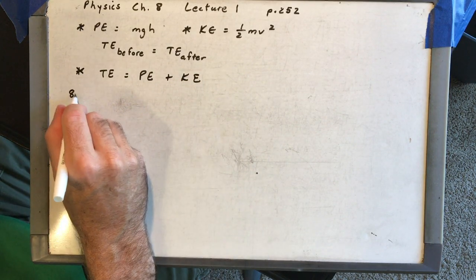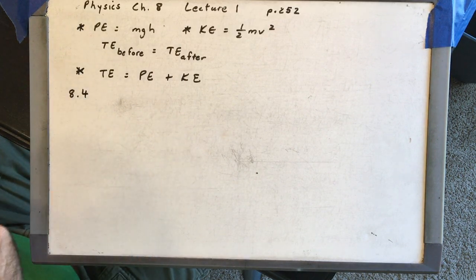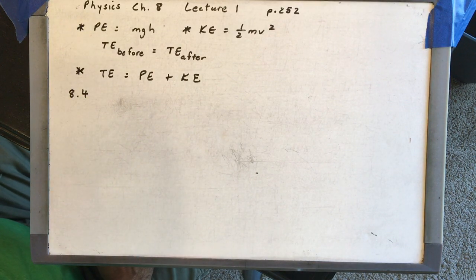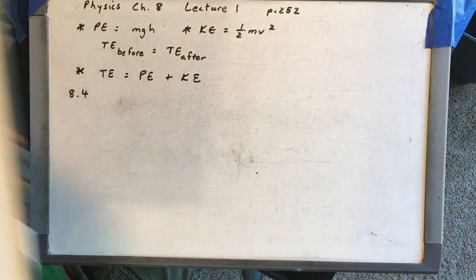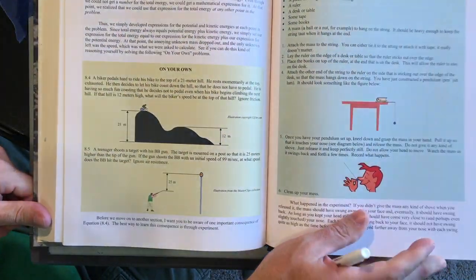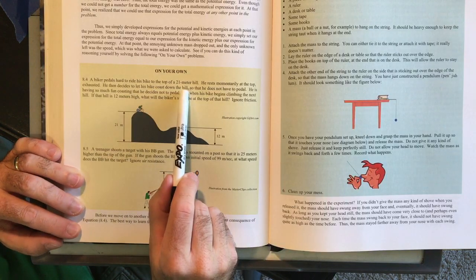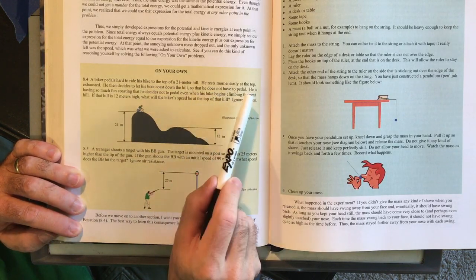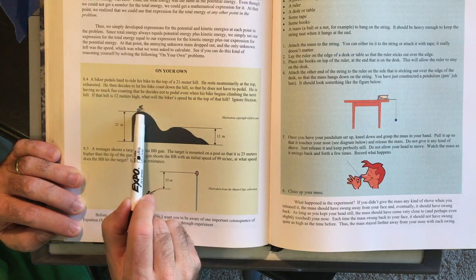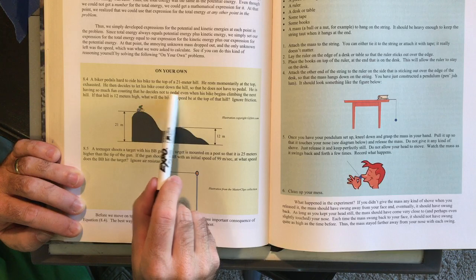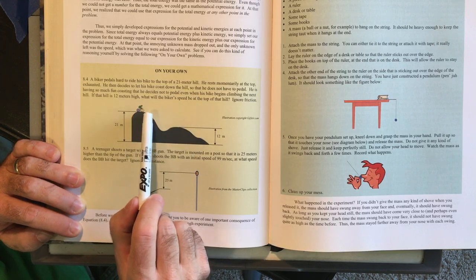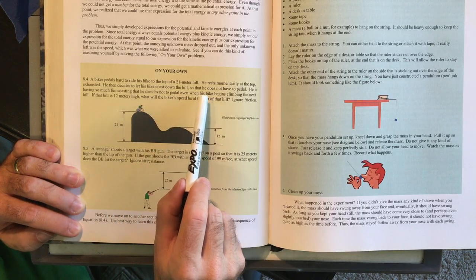All right, let's look at 8.4. Okay, a lot of blue pages to look past. Okay, so 8.4 says a biker pedals hard to ride his bike to the top of a 21-meter hill. He rests momentarily at the top, exhausted. So right here, the biker stops moving for a second. He then decides to let his bike coast down the hill. That's important. He's not adding energy through pedaling.